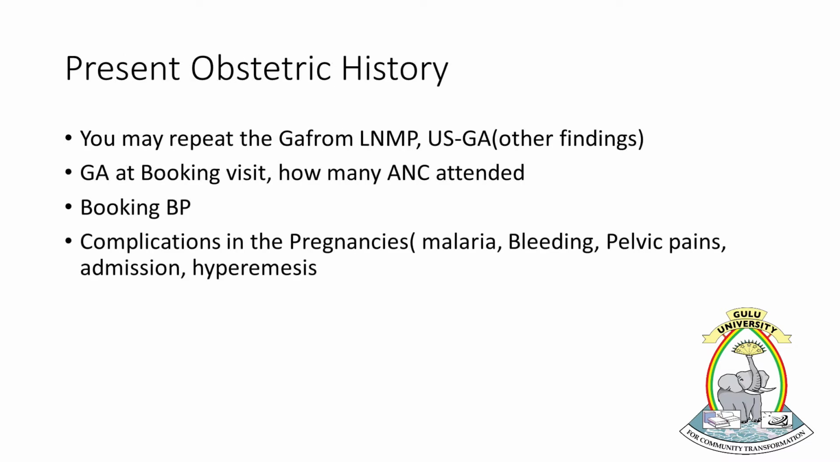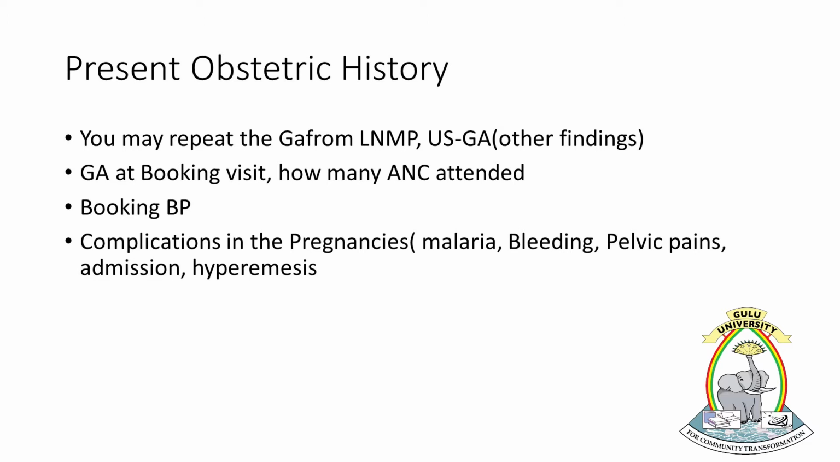And then look at the present obstetric history. The present obstetric history and past obstetric history should come first before past gyn history if the patient is an obstetric patient. If it is a gyn patient, you first review past gyn history before you review these other details later. In the present obstetric history, you may need to repeat the gestational age at that point, and then the last normal menstrual period.